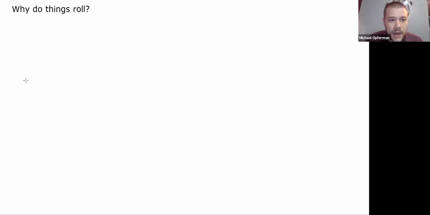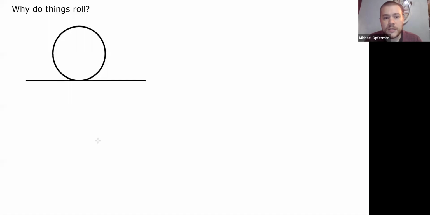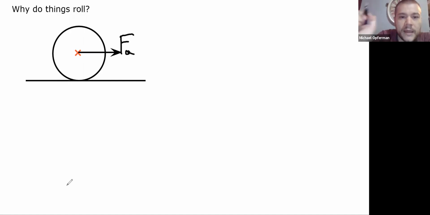So let's think about it. Let's say we have the ground here, and let's say we have some wheel or something traveling across the ground like that. And when the object is rolling, it's basically rotating about its center point. So like in my example here, I was exerting a force like this on the object's center, pointing to the right. So this was the applied force that I was using to drag it forward.